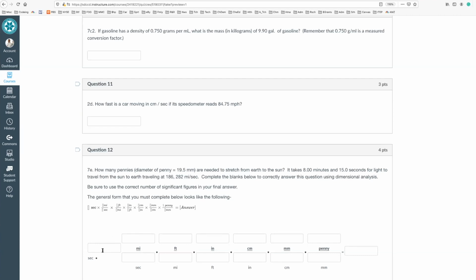And the question is, what is the seconds for 8 minutes and 15 seconds? You want to put that in there. And what is the conversion between miles and seconds? That's this right here. And what's the conversion factor between miles and feet? That's this conversion factor right here. And what's the conversion factor between feet and inches? That's this conversion factor right here. And if you do that all out, you've done dimensional analysis. And all you got to do is the math, where all the numbers in the numerator you multiply, and all the numbers in the denominator you divide.